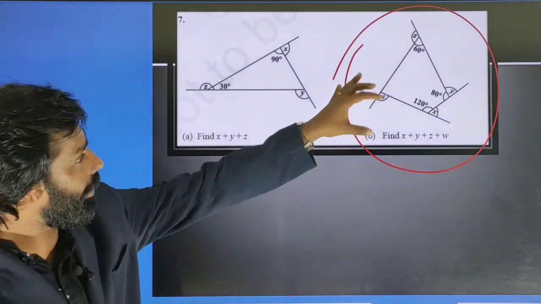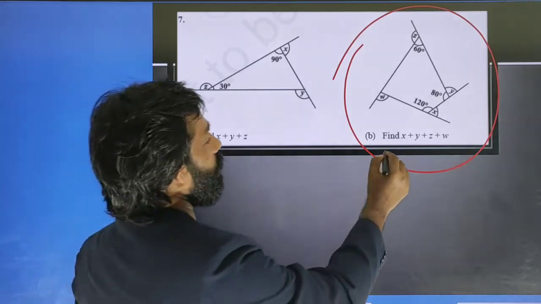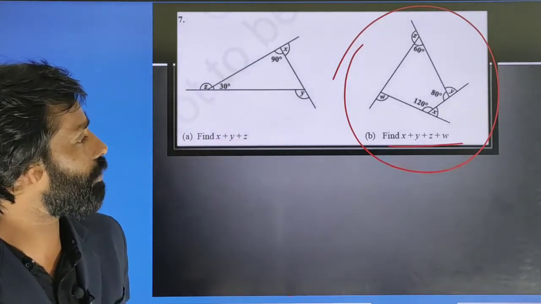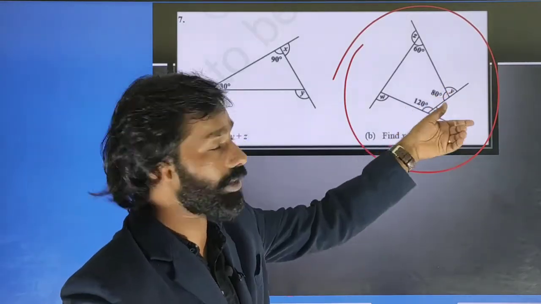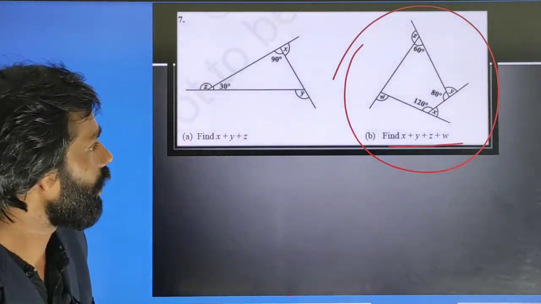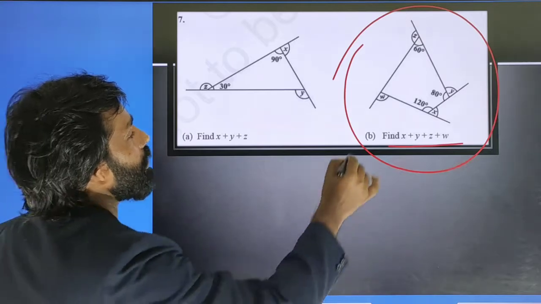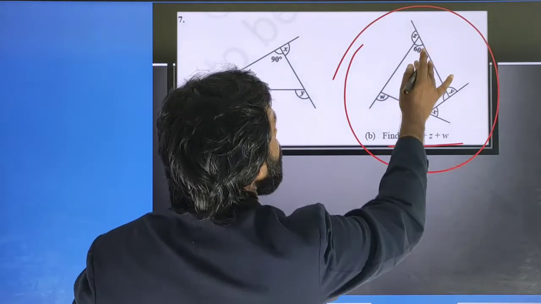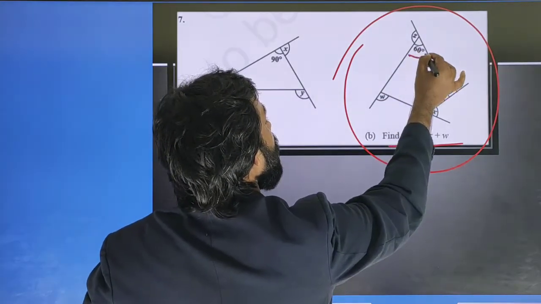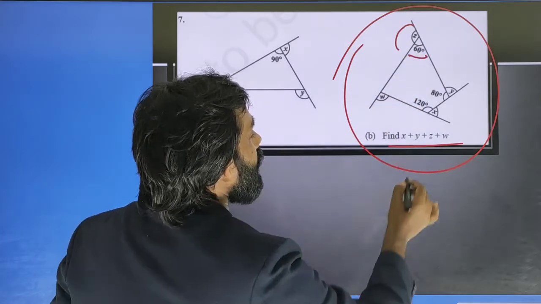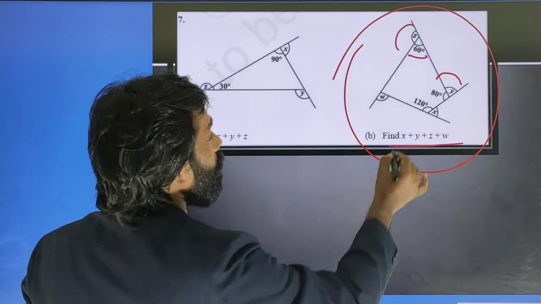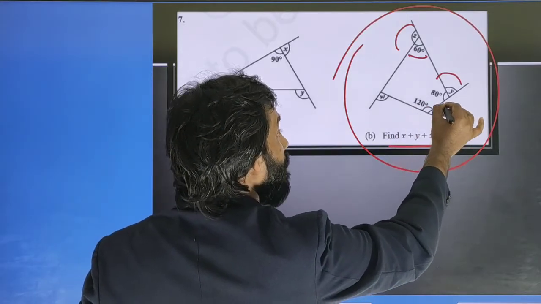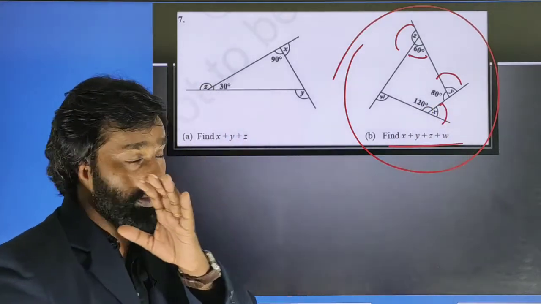Here also a figure is given, and we need to find the value of x plus y plus z plus w. That means we have to find the sum of all exterior angles, right? So here some interior angles are given. Well, here 60 is given. Yes, from here we can find the z value, right? Here 80 is given, so from here we can find the value of y. Here 120 is given, so by applying the linear pair we can find the value of x.